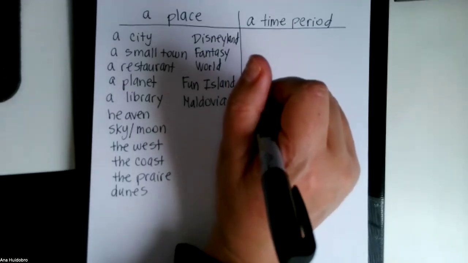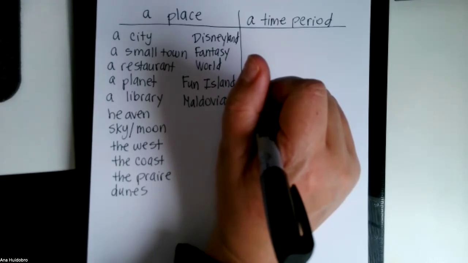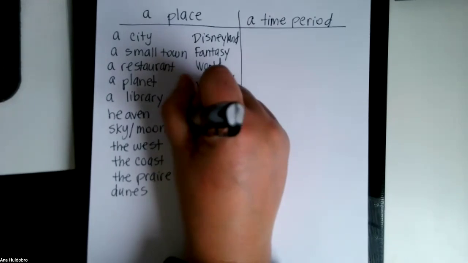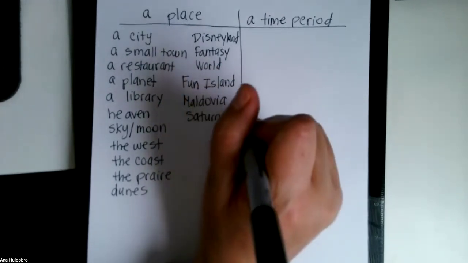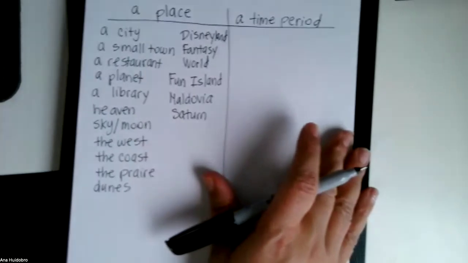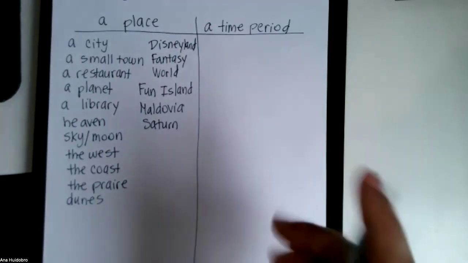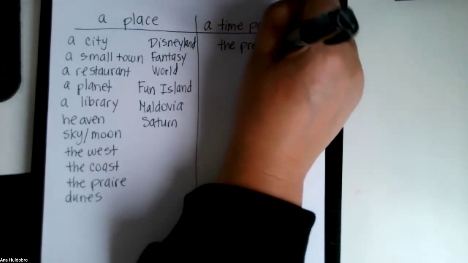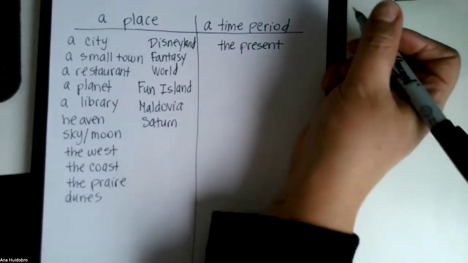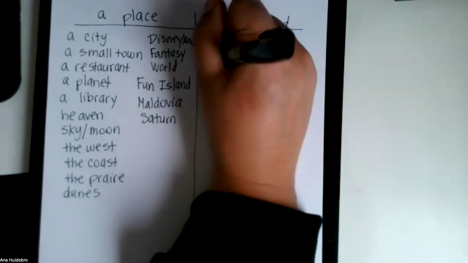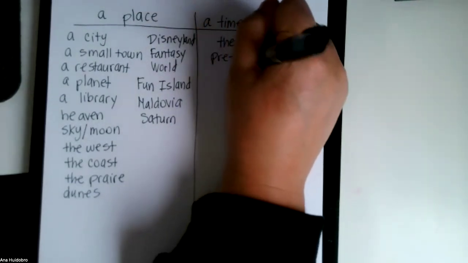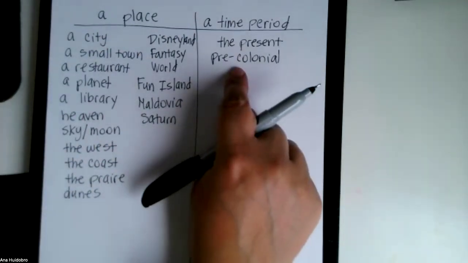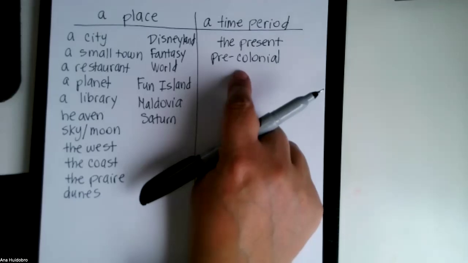It could be a fake planet. Think of movies like Star Wars that have all these moons and planets. It could be a real planet. It could be like Saturn. It could be anything, the place, okay? Think of a time period. So a time period could be the present, meaning now, current culture, the current time we're in. It could be pre-colonial. So you could be on like the coast before Columbus or before colonizers got here.